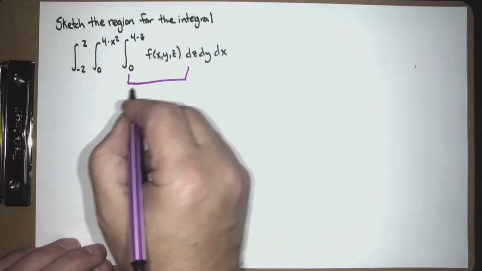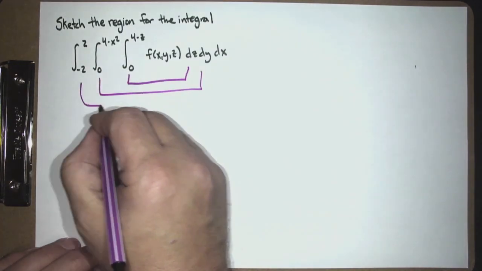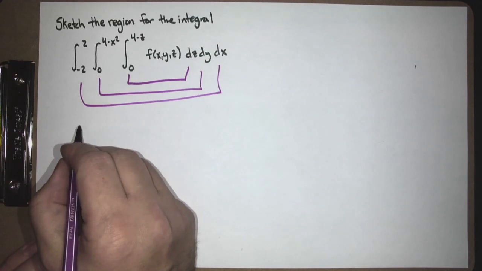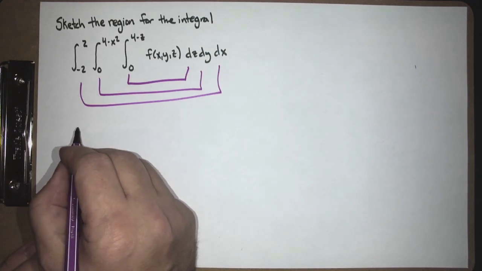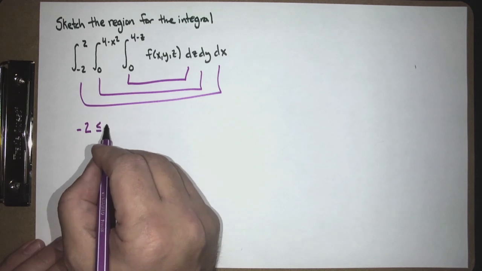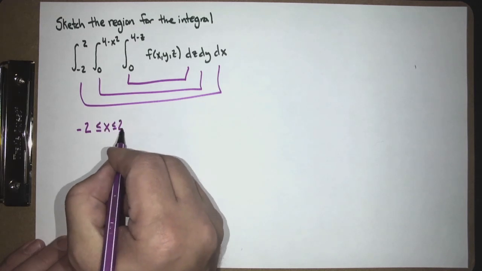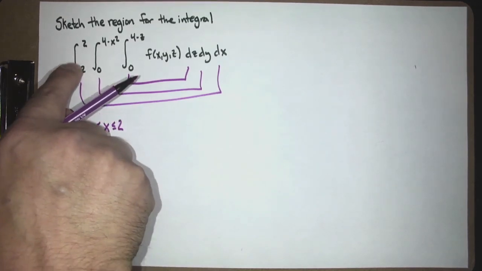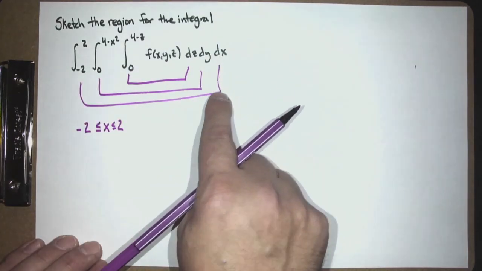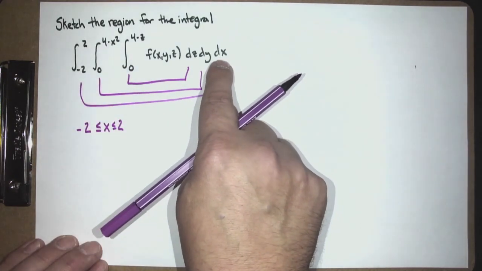We start pairing things up. Okay, so let's work from the outside in terms of descriptions. What is the outermost layer telling us? -2 is less than or equal to x, less than or equal to +2. We start at -2, we go to +2. That's the outer layer, and we know it's the x because that's the outer d symbol.